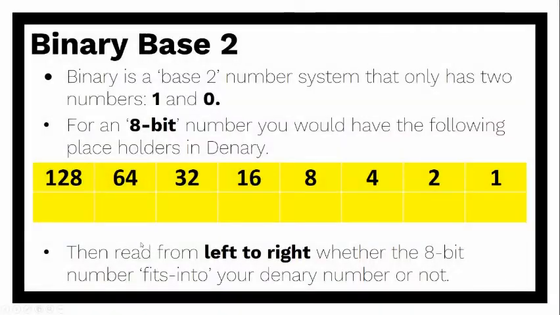However, binary is in base 2. Base 2 has ones and zeros, so there are only 2 numbers. This is 8 bits, so it's 8 digits. 1 bit is 1 digit, and we read from left to right, and you can see we have our place values, which are the denary alternative. So these are our denary numbers, which are 1, 2, 4, 8, and it doubles each time.